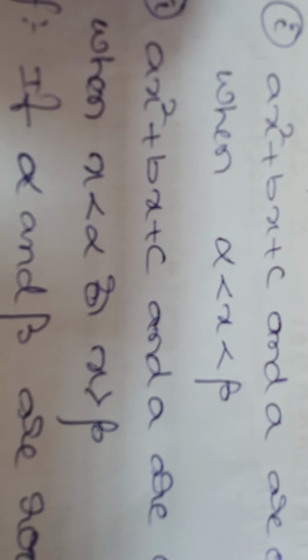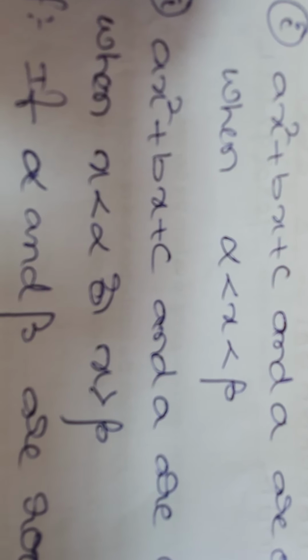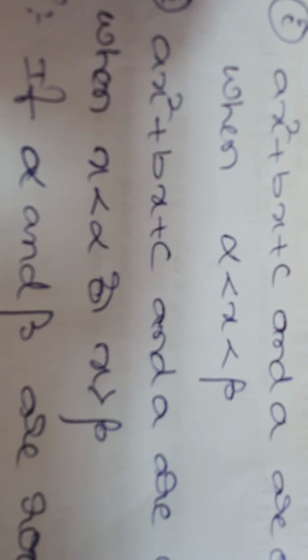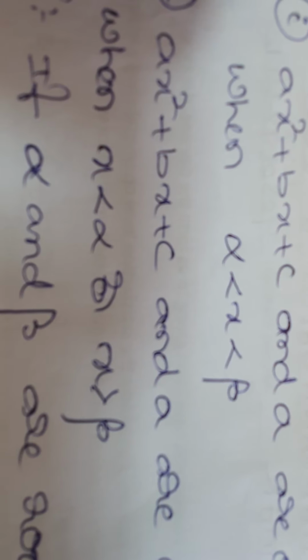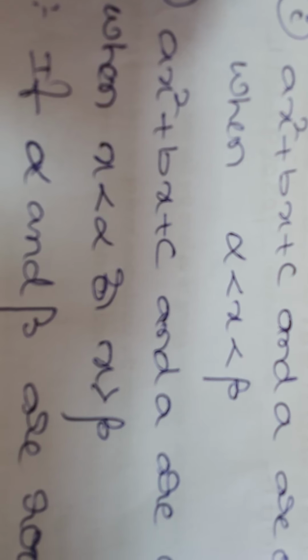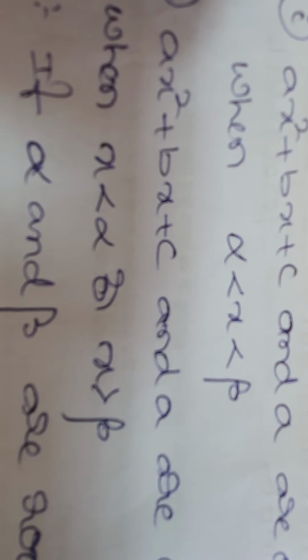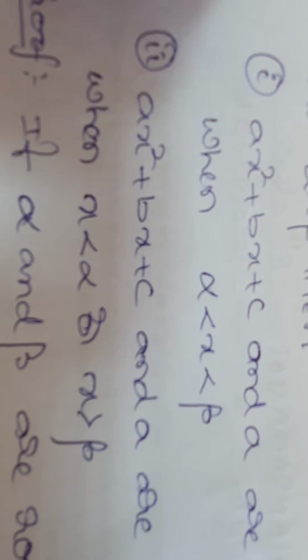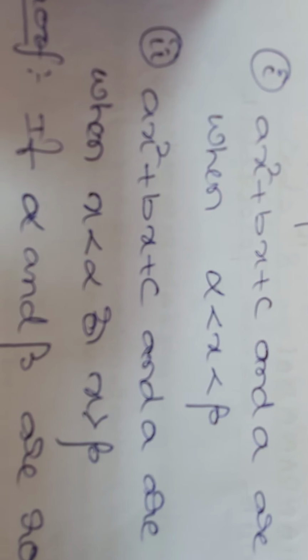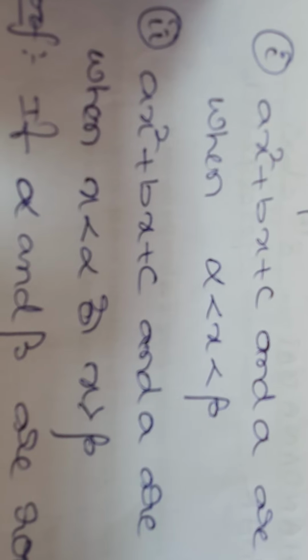Next, come to the second point. There are two cases. One is x less than α, the second one is x greater than β. That means if x < α, then ax² + bx + c and a will have the same sign. And also we have to prove that if x > β, then ax² + bx + c and a have the same sign. So in point 2, we take two cases. Case 1: x < α. Case 2: x > β. Now we discuss case 1.